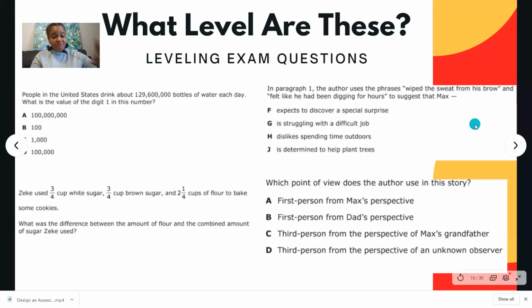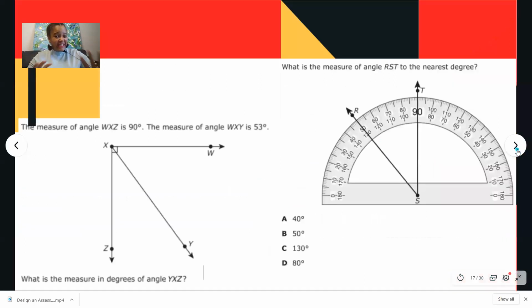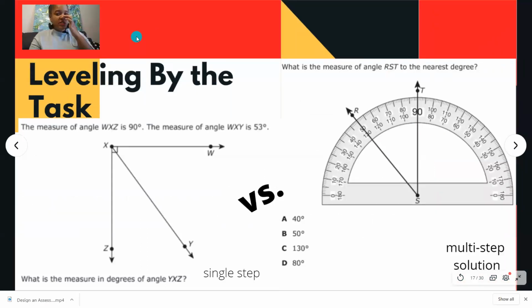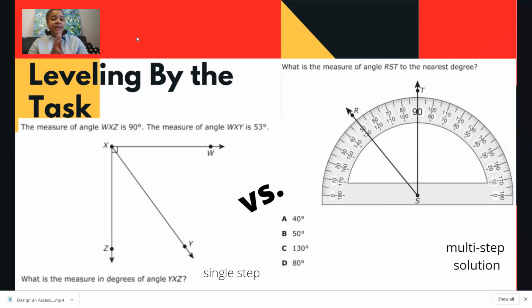Are we getting it? Are we starting to understand just a little bit? Now, there's another way that we can level questions. We can level questions by the task at hand. Now, this is literally the same exact question. Watch. What is the measure in degrees of angle YXZ? What is the measure of the angle RST to the nearest degree? These are both level 1 questions. What is? But look at the actual task.